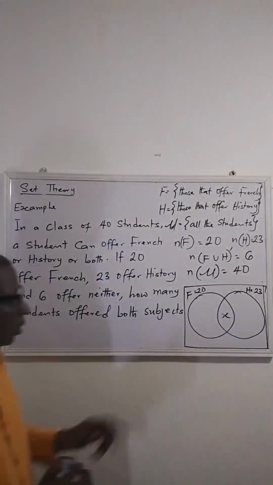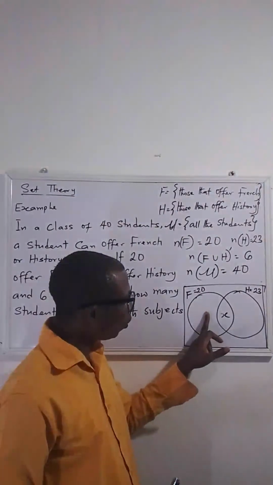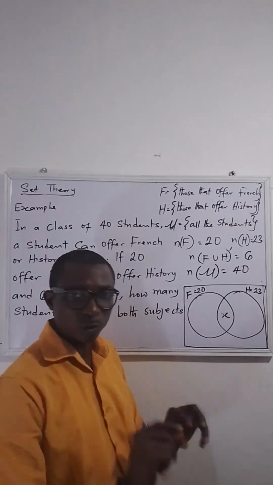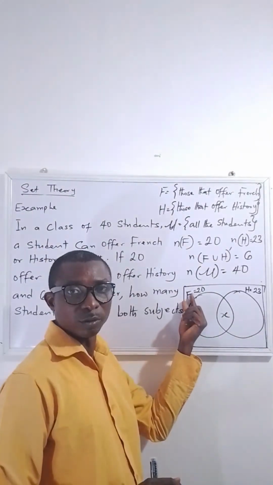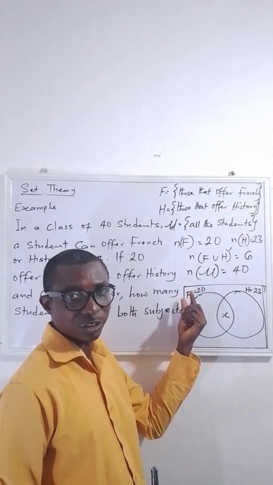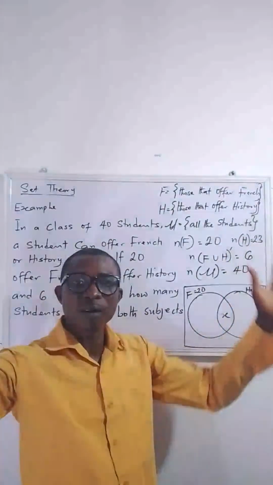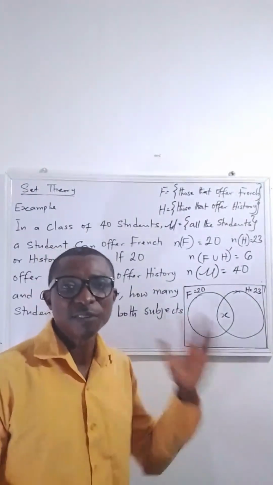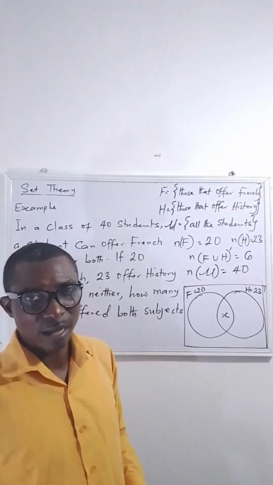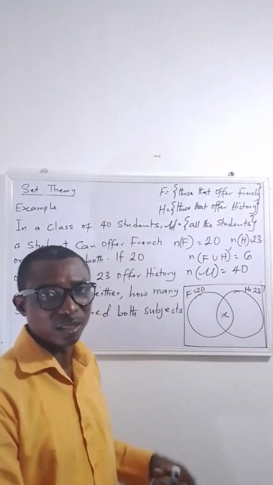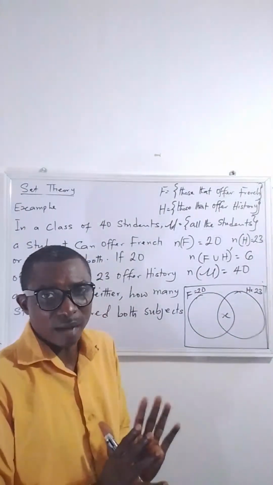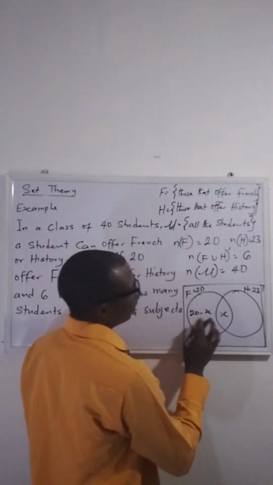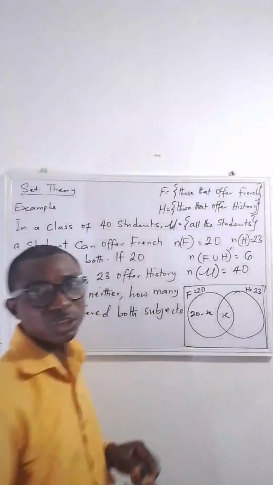Now, what I need to get is the number of those that offer French only. How will I know them? Just remove those that offer 2 subjects from the number of those that offer French. The total number of those that offer French is 20, and we have X number that offer French and history. So let me remove those from those that offer French, so I will have French only. So I will have 20 minus X. So 20 minus X is the number of those that offer French only.